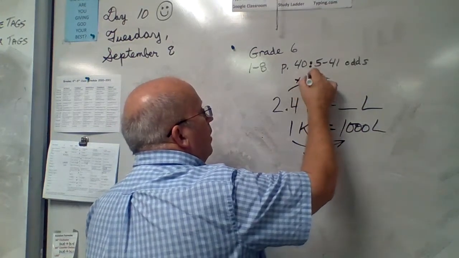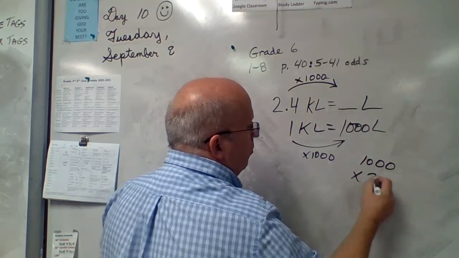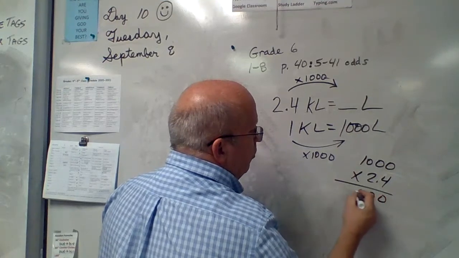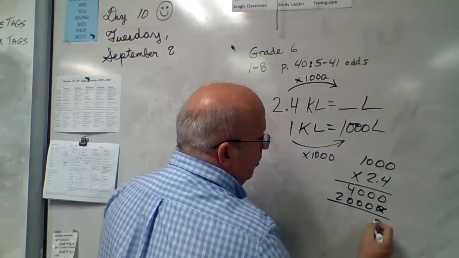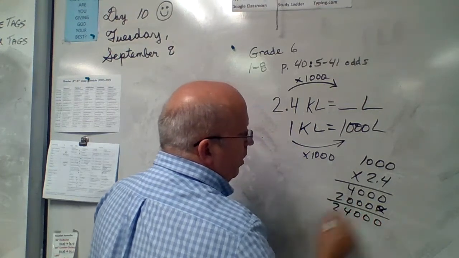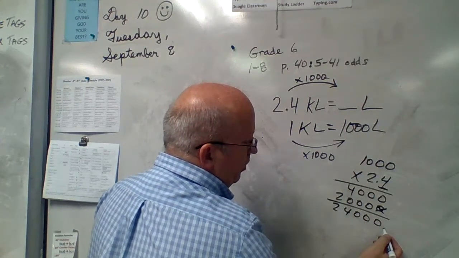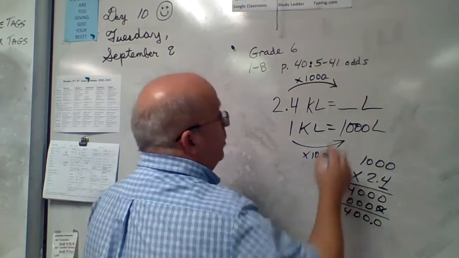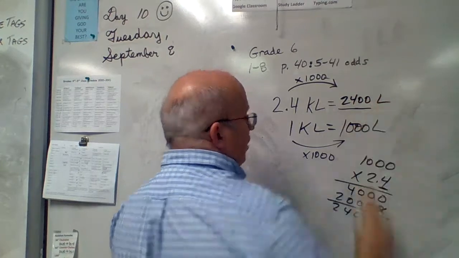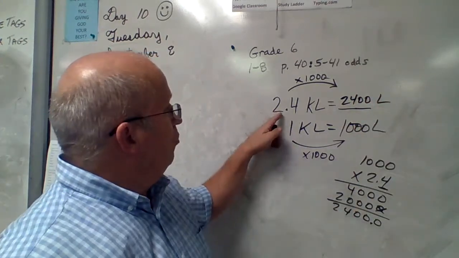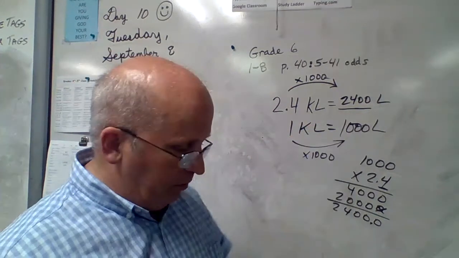We're going to multiply by 1,000. And now we have to take 1,000 times 2.4. 0, 0, 0, 4. Second row, automatic 0. 0, 0, 0, 2. I get 0, 0, 0, 4, 2. There is 1 decimal place value in this problem, so we're going to start on the right side and move our decimal point over 1 spot. And when we do that, we get an answer of 2,400 liters. So 2.4 kiloliters is the same thing as 2,400 liters.